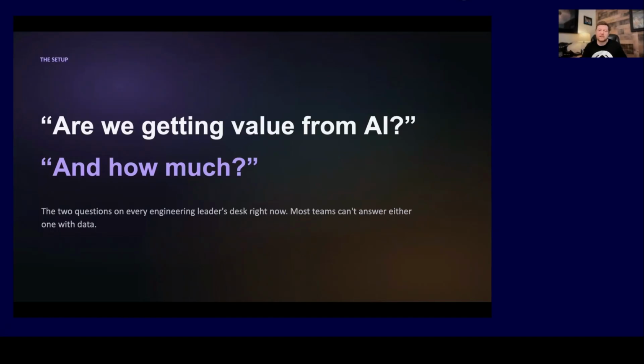Now in 2026, the questions have fundamentally shifted. It's, are we getting value from AI? And the second one is, how much value are we getting from AI? They sound like simple questions, and they are, but the honest truth is that most teams will actually tell you, hey, we struggle with how to answer either one of these questions with real data that we can really stand behind. So let's take a look at what we mean, and we'll show you some of the data, which is actually pretty clear.